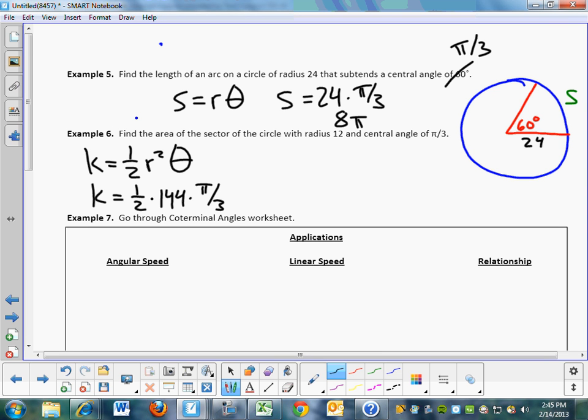What's half of 144? 72. Well, 72 divided by 3? 24. So 72 divided by 3 is 24. Done.